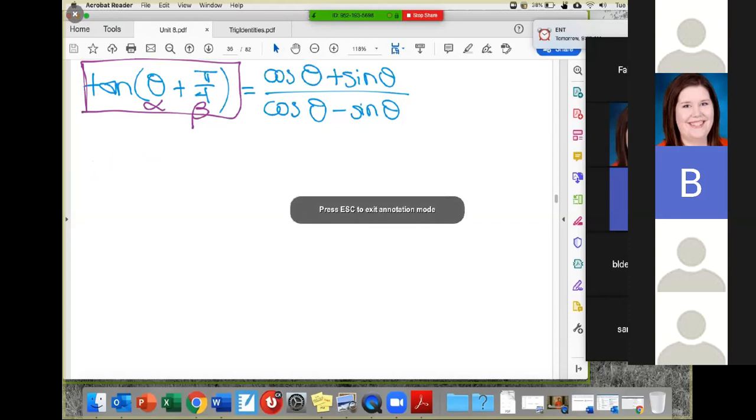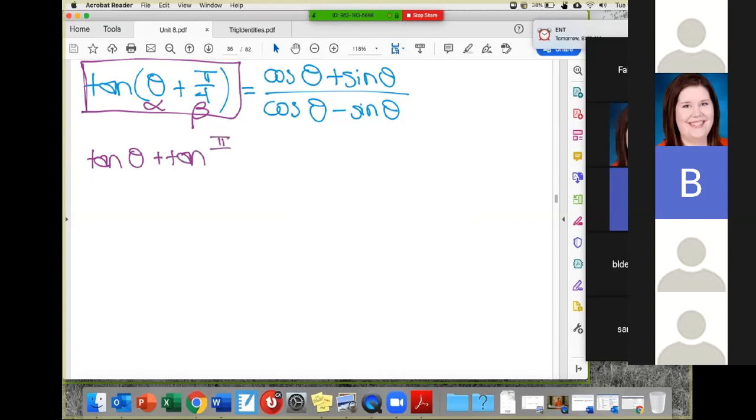That is the sum. That's what it says. Oh, okay, sorry. That's not it though, is it? Oh, no. Then it's over something else. Okay, perfect. And it's over what? 1 minus tan theta times tan pi over 4, yeah. Okay. So that's our expansion of the left-hand side.